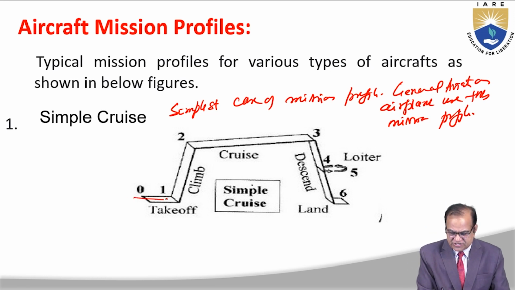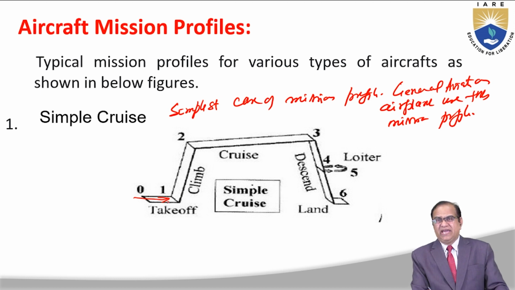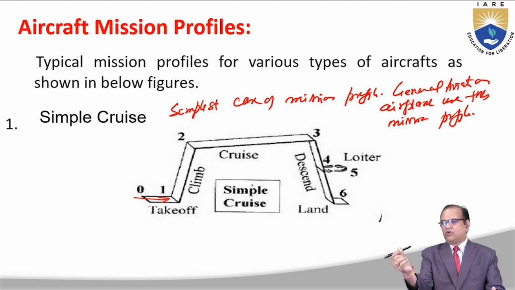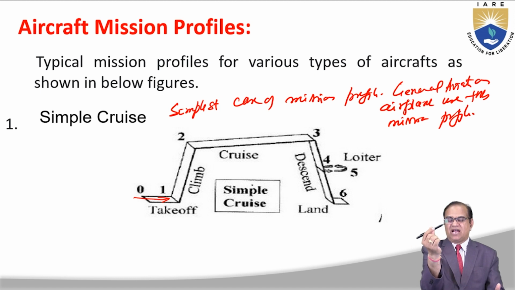Here the aircraft will start running. From here the aircraft will get a certain amount of speed. Once it gets that speed, it will nose up like this. So initially it will run like this, then nose up by the elevator. It will start climbing like this. This is called the climb.